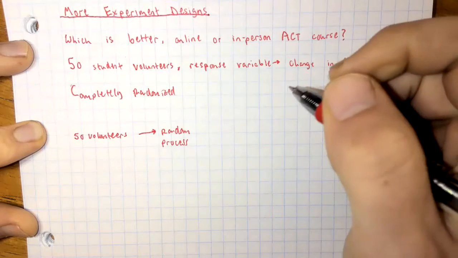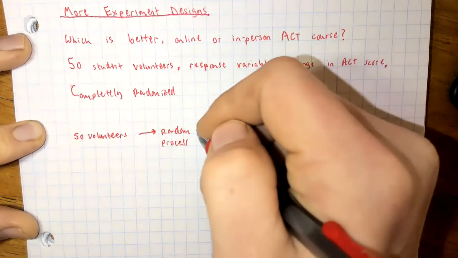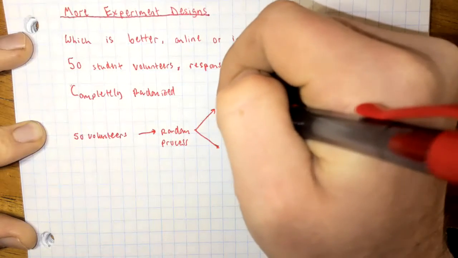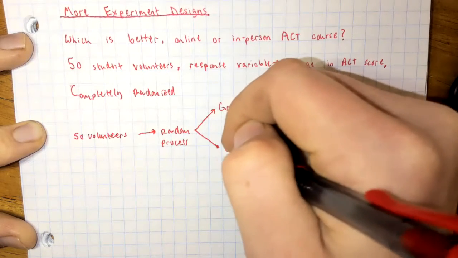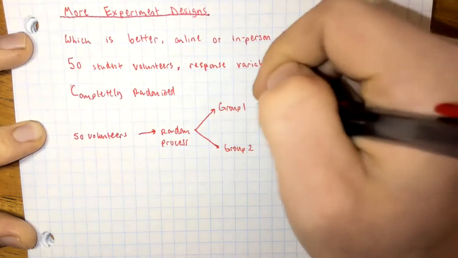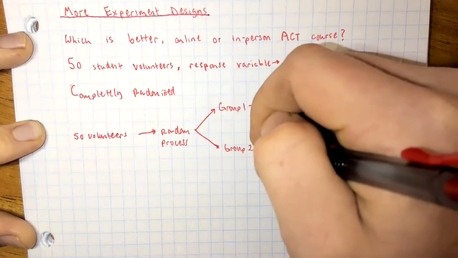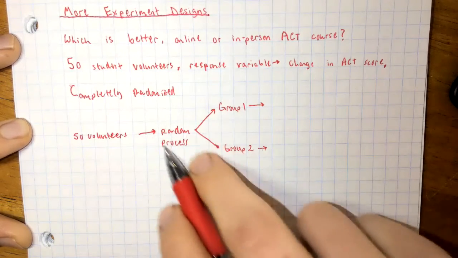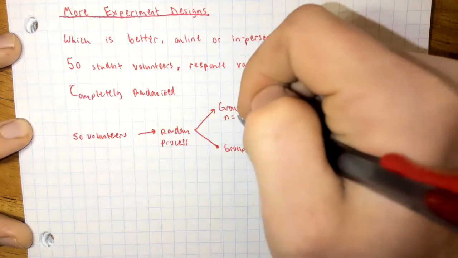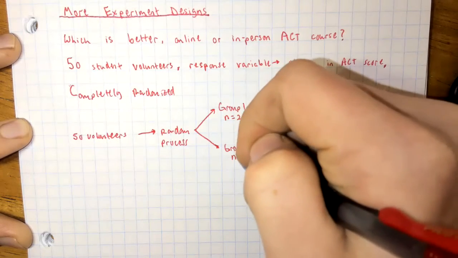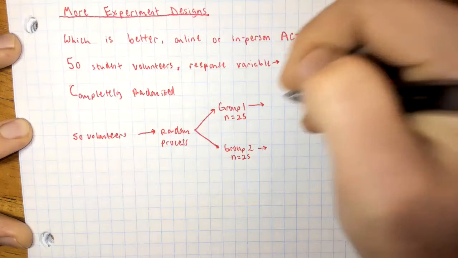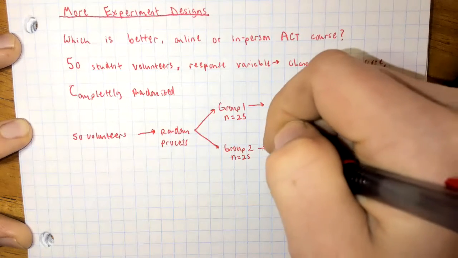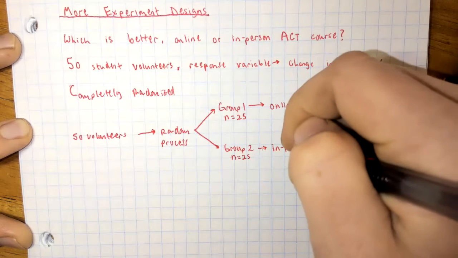And after they undergo this random process, since we have two treatments, we might as well have two groups. We'll have group 1 and group 2. Now, within these groups, that will decide which treatment they take. So again, these 50 volunteers will undergo some random process. I'm assuming we'd want 25 students in group 1 and 25 students in group 2. Group number 1 can do the online prep course. Group number 2 can do the in-person prep course.